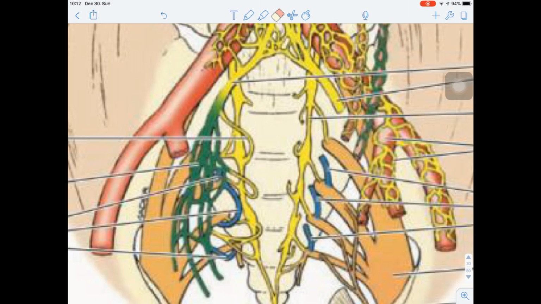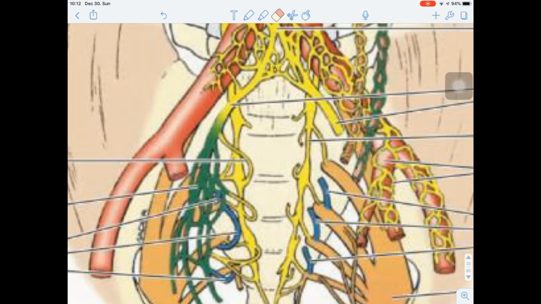And also from S2, 3, 4? No, that's something else. That's totally different. So, are we good with this? So, sacral splanchnic nerves, they arise from the sacral segment of the sympathetic trunk. Okay? So these are this one here.